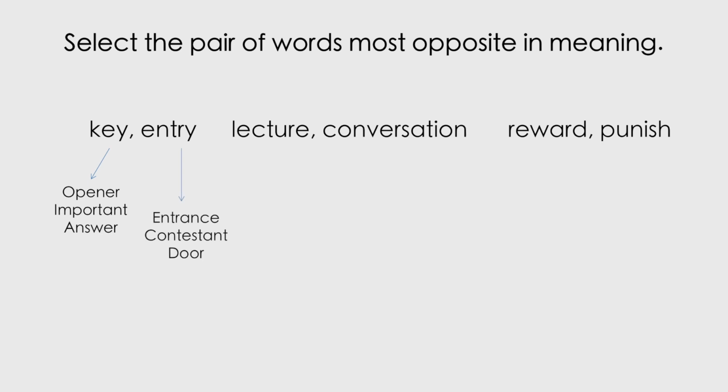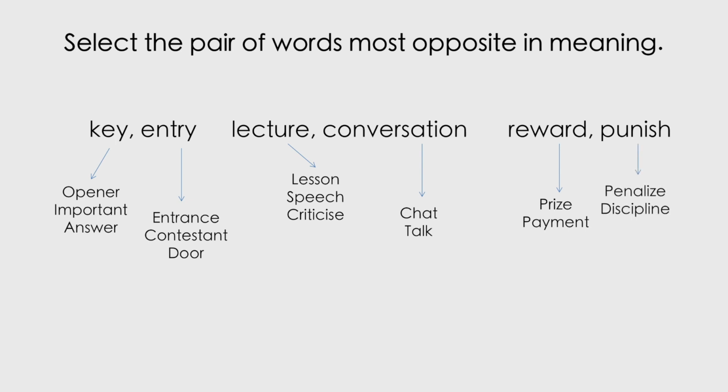Entry is an entrance or a contestant in a competition or a door. A lecture could be a lesson, a speech, a criticism. Conversation, chat or a talk. Reward could be a prize or a payment. And punish can mean penalise or discipline. Okay, so a pair is standing out to me, but let's just think about the antonyms quickly to ensure that we are accurate.